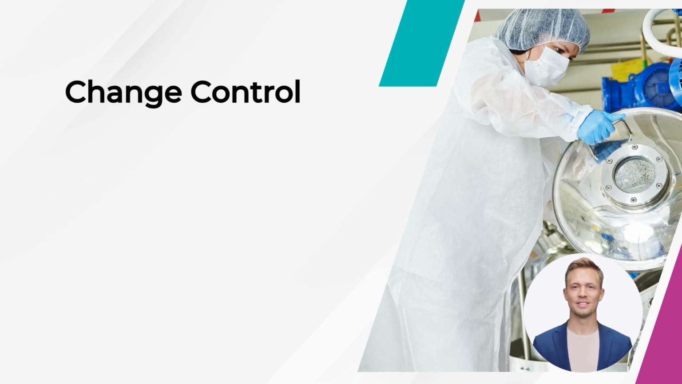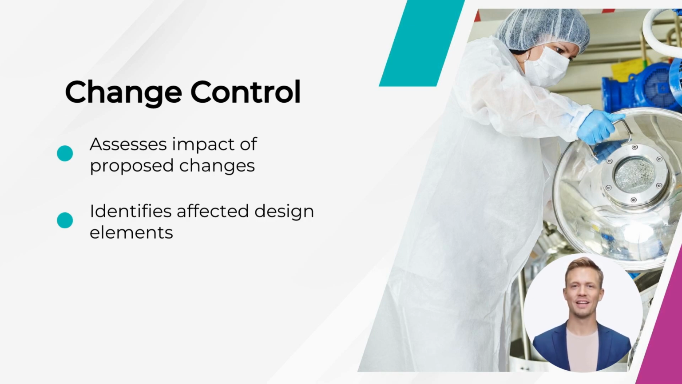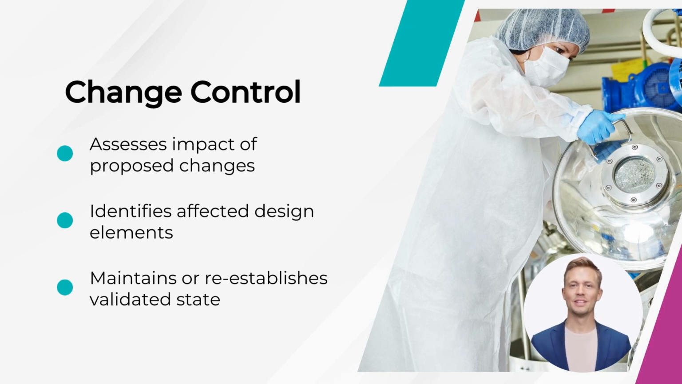Change control relies on design data to understand whether proposed modifications might affect cleaning performance. When changes occur to cleaning agents, materials, or equipment components, the design information provides the basis for evaluating risk and shows which parts of the system could be impacted. Using this design context ensures that changes are consistently assessed, potential risks are recognized early, and the validated state is either maintained or intentionally re-established when needed.